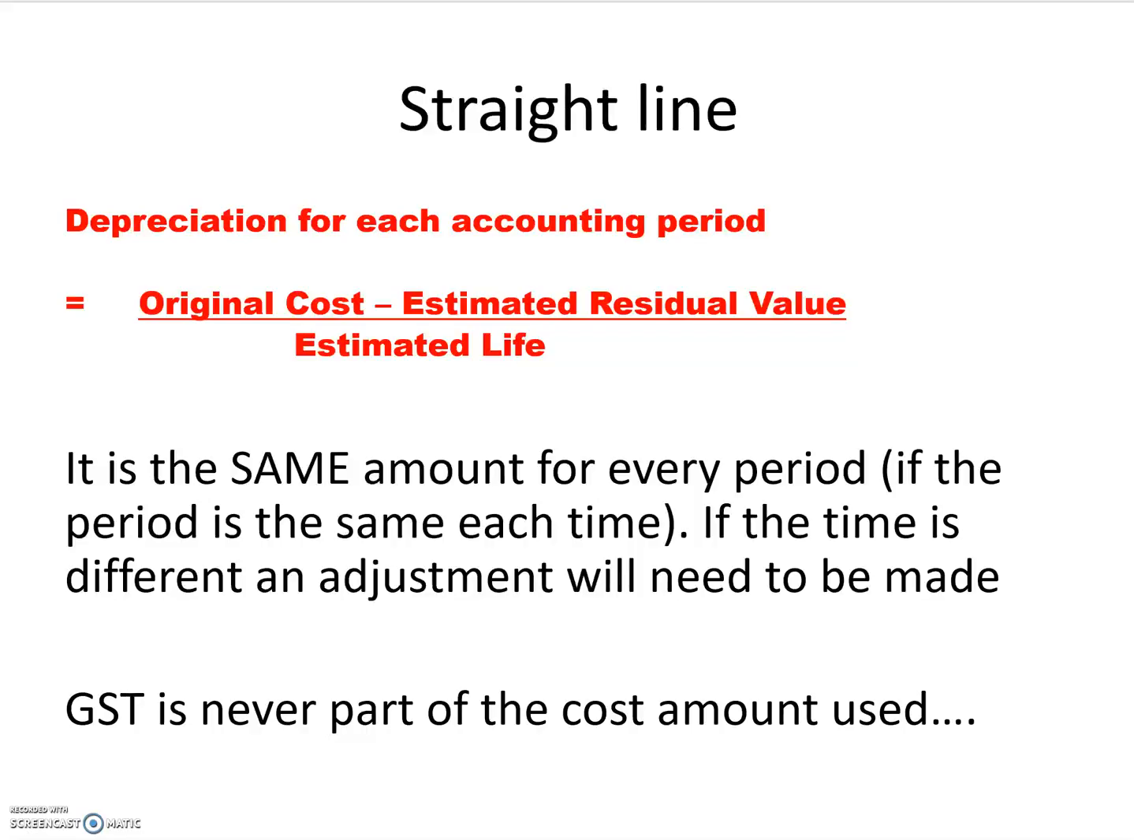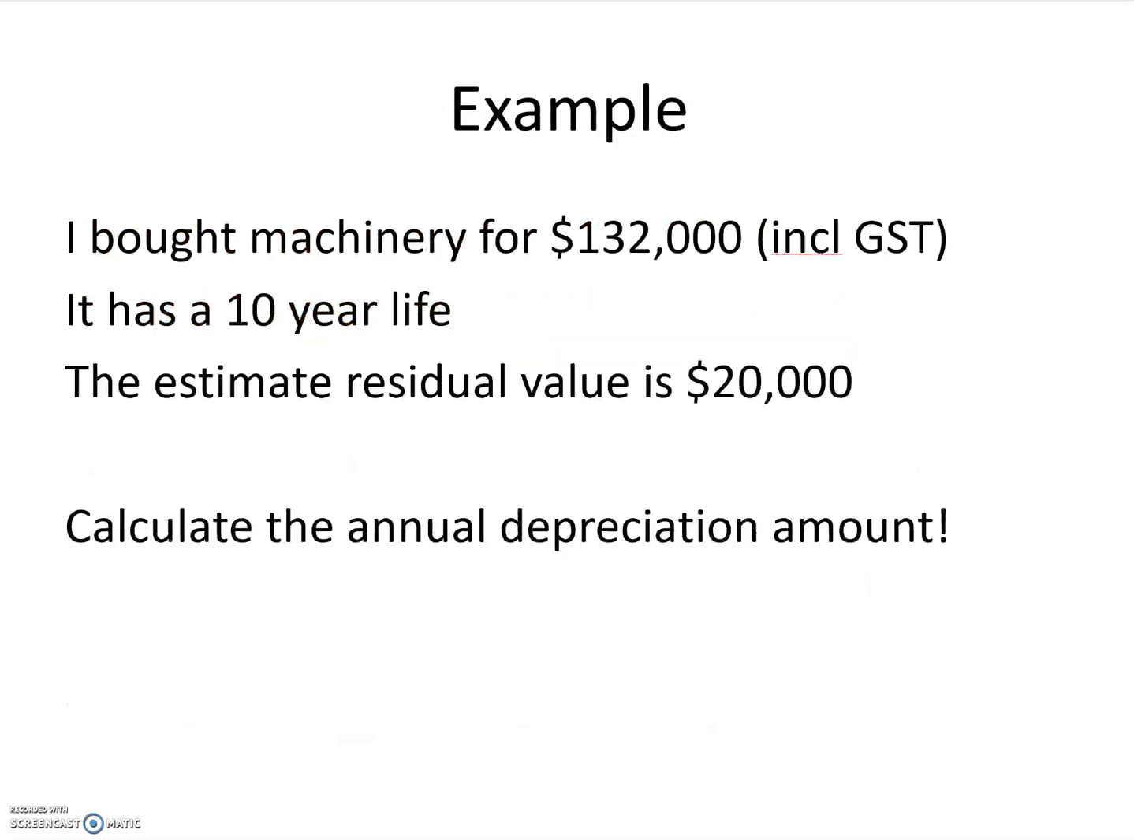The great thing with straight line depreciation is it's the same amount of depreciation for every period. And that's if the period is the same each time. So obviously, if we're only depreciating for half a year, because maybe we bought it halfway through the year, then that's going to need to be adjusted. But if it's for a full year or a full accounting period, it's going to be the same amount every year. And we never include GST as part of our cost amounts, original cost or estimated residual value, because remember, that's not actually an asset or a cost to the business. That's just money we're collecting for the government. So those amounts are GST exclusive.